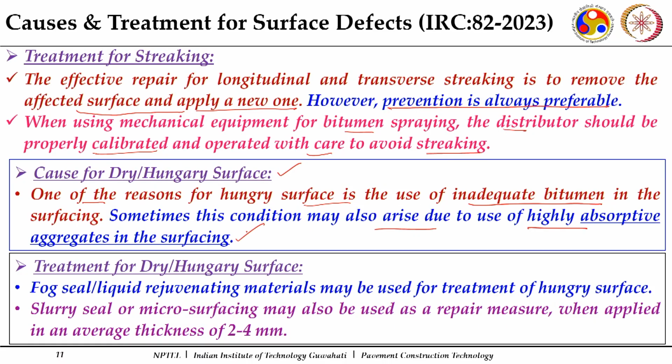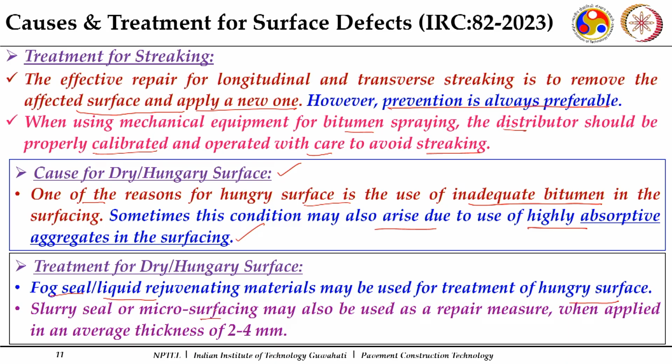If not done, then a good amount of binder may be absorbed by the aggregate itself, and the surface appears to be hungry. So, in that case, what is usually done is we can go for a fog seal or liquid regenerating materials for treatment of these hungry surfaces. A fog seal may be applied over these hungry surfaces, so as to meet the requirement of the inadequate binder which is there.